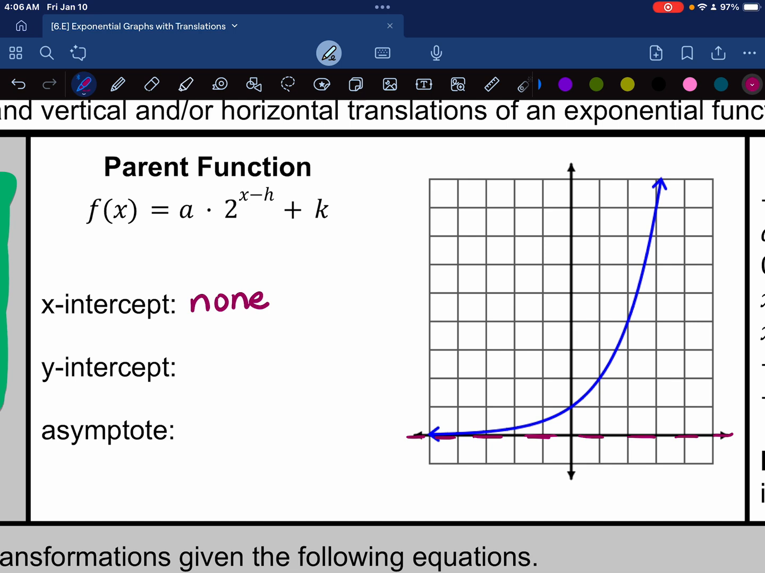So in general, unless there's been a vertical translation, there's not going to be an x-intercept. Now, all of these will have a y-intercept, all right? In this case, the parent function has a y-intercept here at 0, 1. And then in this case, we also have our asymptote, right? Which is that y equals 0. It's that line here.